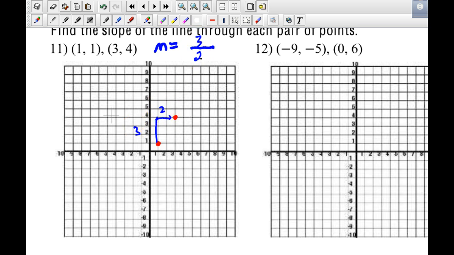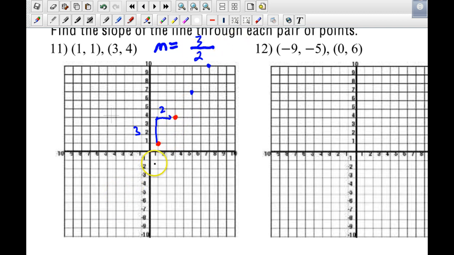Now before we're finished with this, let's finish off the graph by doing a couple more. 3 over 2. So at this point, let's go up 3, 1, 2, 3, and right 2. And up 3 and right 2. What do you notice about these points? They're in the line. Yeah, they all line up. At any point, if it does not line up, you know you made a mistake.